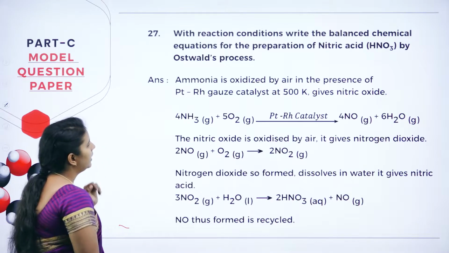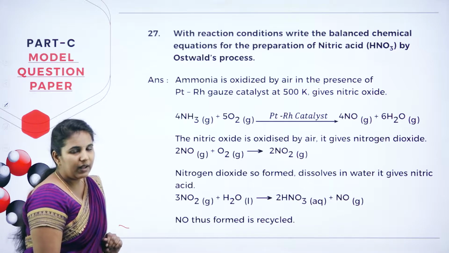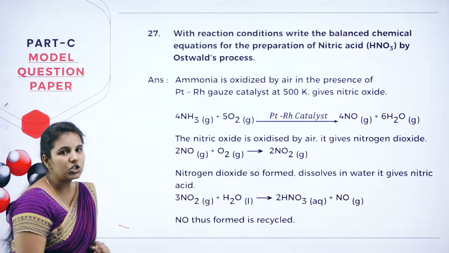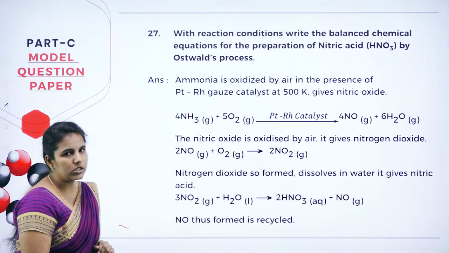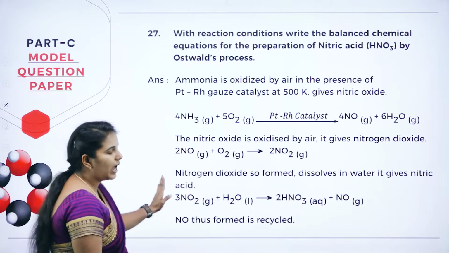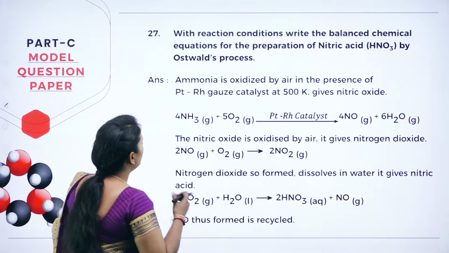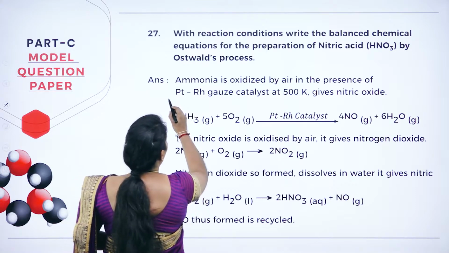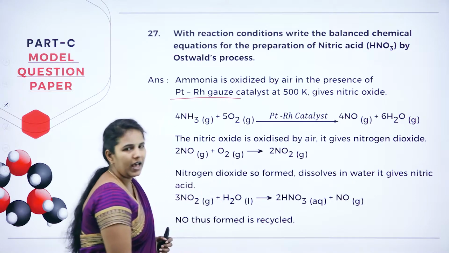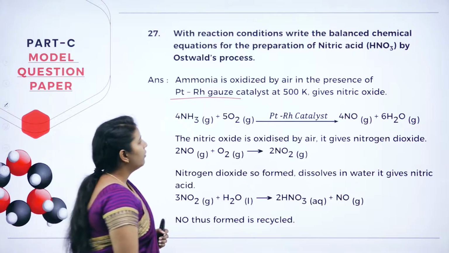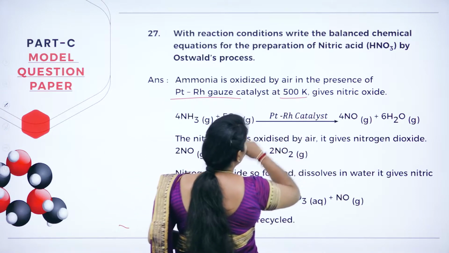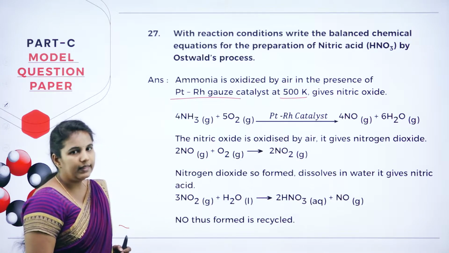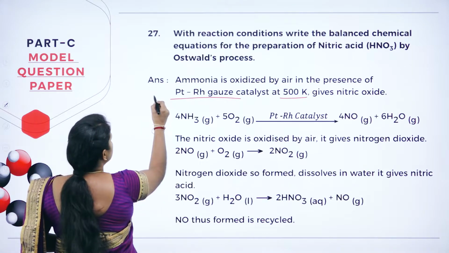So here we need to write the balanced chemical equation for the preparation of nitric acid by the Ostwald process. Let's see how to write it first. Ammonia is oxidized in air in the presence of platinum-rhodium gauze as a catalyst at 500 Kelvin, and it gives rise to nitric oxide. This is the first step.